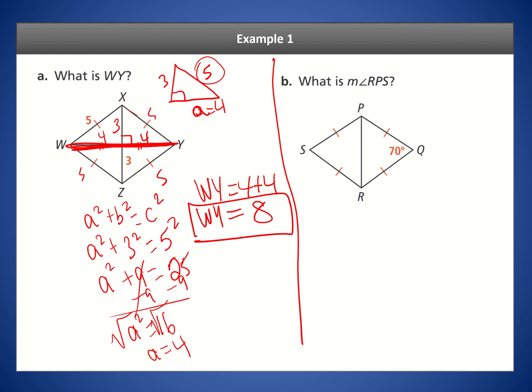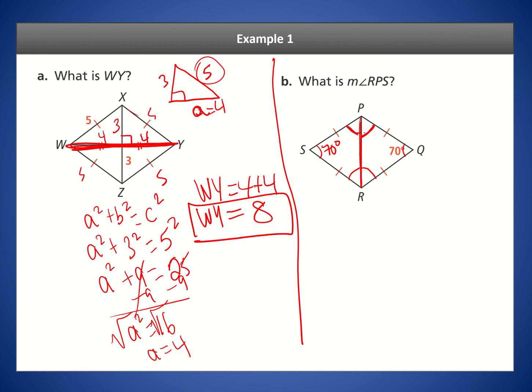Okay, so for the measure of RPS, we're looking for this angle here. Now we know that one of the properties stated was that if you have a diagonal, it cuts the angle in half. So whatever this angle is, this angle has to be the same. And we know that this is 70 degrees, and therefore this has to be 70 degrees. And because opposite angles are congruent, these must be congruent to each other.